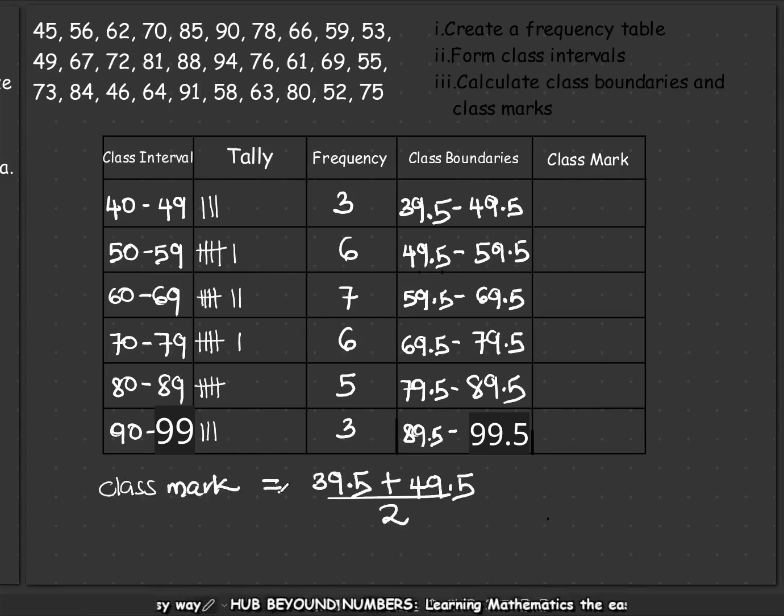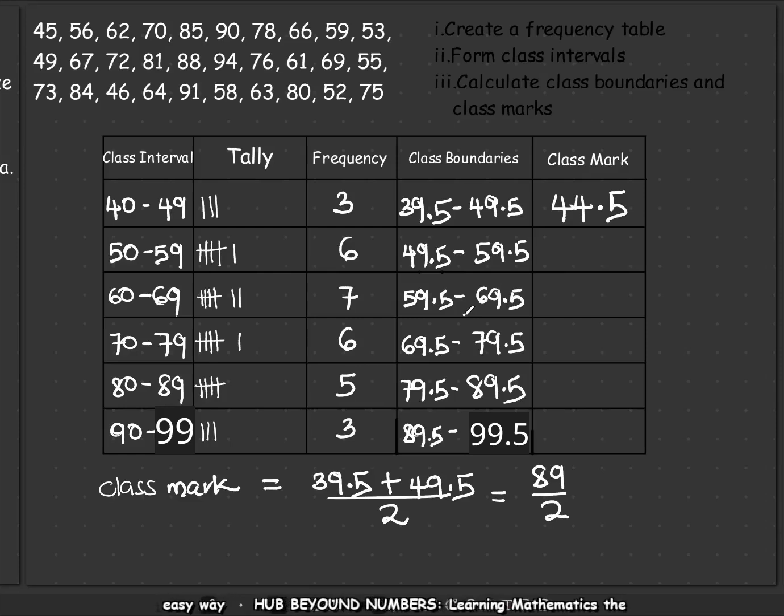So for this very first one, our class mark for our first class boundary is going to be the lower class limit plus the upper class limit. So 39.5 plus 49.5, and then we divide by 2. 39.5 plus 49.5 gives us 89. So 89 divided by 2 gives us 44.5. So our class mark for the first class boundary is going to be 44.5.